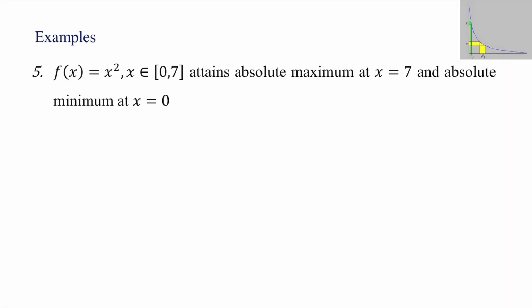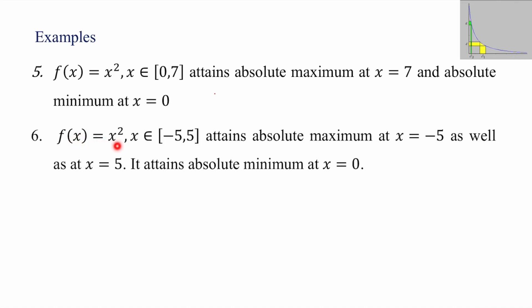Now suppose f of x equal to x square and x is in closed interval 0 7, then it attains an absolute maximum at x equal to 7 and absolute minimum at x equal to 0. So what will be the absolute maximum value? Absolute maximum value is f of 7, which is 7 square, equal to 49, and absolute minimum value of the function is f of 0, it is 0.